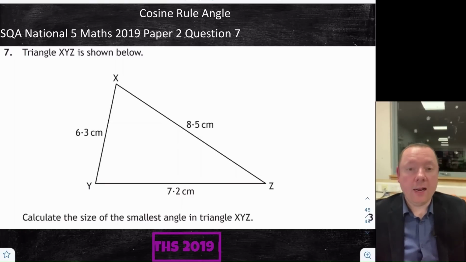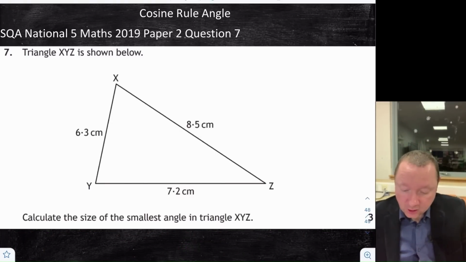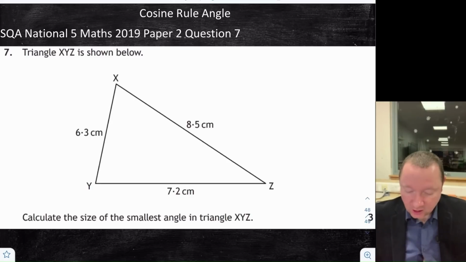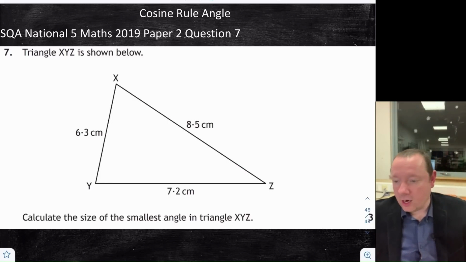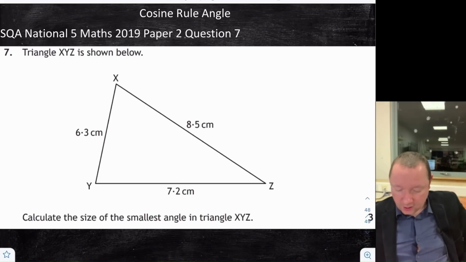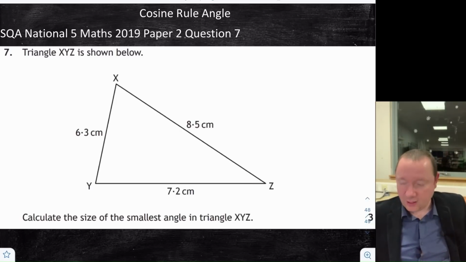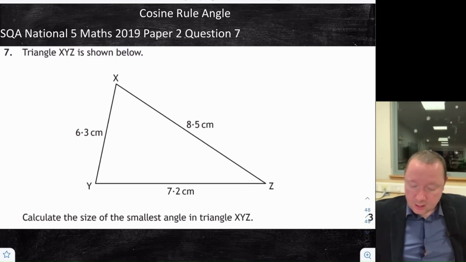And finally, let's look at an example of using the cosine rule to find an angle. SQA National 5 Maths 2019, paper 2, question 7 had this. It had a triangle with all three sides shown. Find the smallest angle in this triangle. Now, you may be wondering, how do I know what the smallest angle is? Well, it's pretty obvious just from the way it's drawn, but it is this one. So we'll use this as our smallest angle.